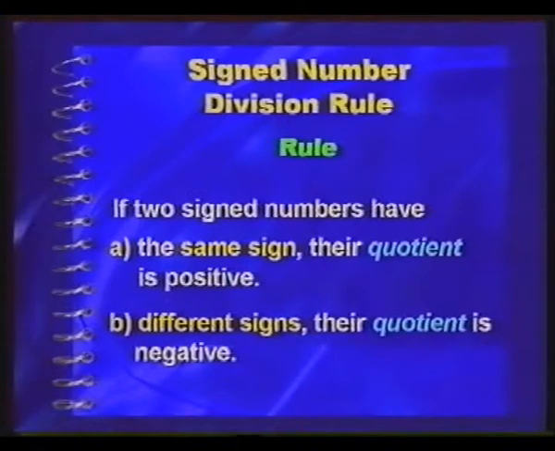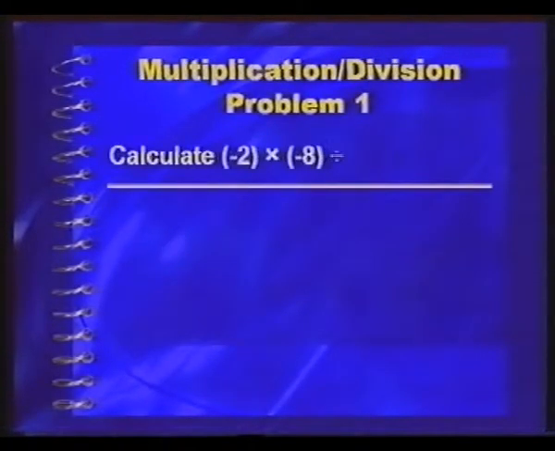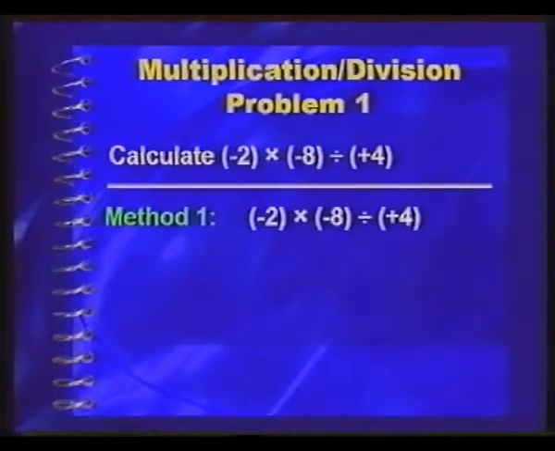Now it's time for an example using both multiplication and division. Here we've got a complex looking problem, negative 2 times negative 8 divided by positive 4. You don't really have to worry about the rules of order too much. You'll find the process of multiplication and division to be the same. You can do it in either order.